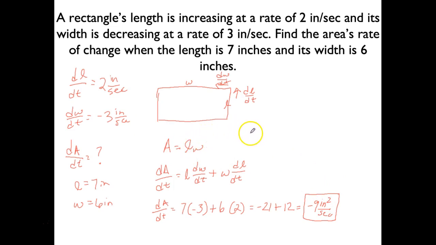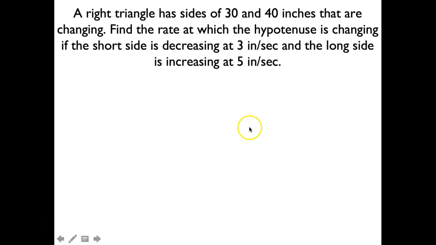Let's do, I believe I have one more here, and let's walk through our steps again. Okay, first one is let's label the things and draw a picture. Okay, so a right triangle has the sides 30 and 40 inches that are changing. Okay, so I have a right triangle. It says the side lengths 30 and 40, and they're both in inches, okay?